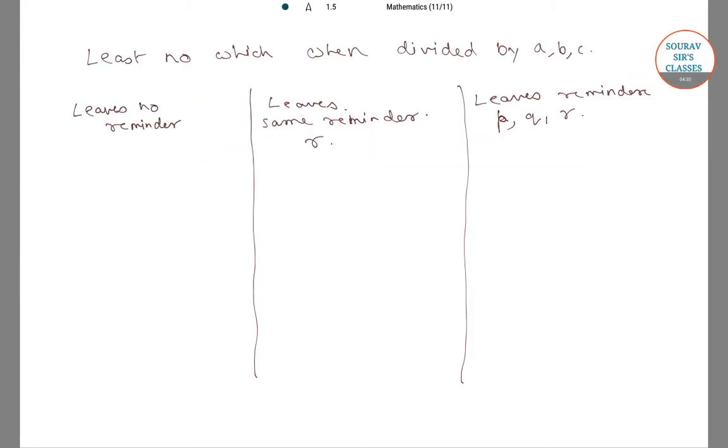Sometimes we face a question like: find the least number which when divided by A, B and C leaves no remainder. Here the answer would be the LCM of A, B and C. Now if the question says find the least number which when divided by A, B, C leaves the same remainder R in each case, then the answer would be the LCM of A, B and C plus the remainder R.